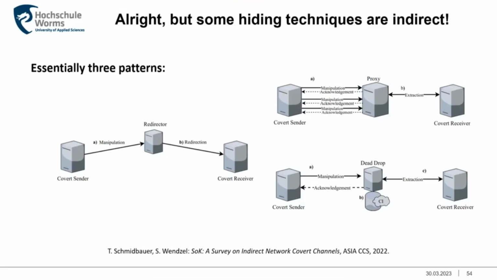The 3 patterns here are the redirector, proxy, and dead drop. So either you have some sender that makes some system redirect data somehow to a receiver, or in the proxy case, the sender influences the proxy, which is then measured by the receiver. A simple example is to send many requests to one system so that it's under more load, so that the response time for a request of the receiver takes longer. That's the classical timing side channel. Or dead drop. And this is something new.